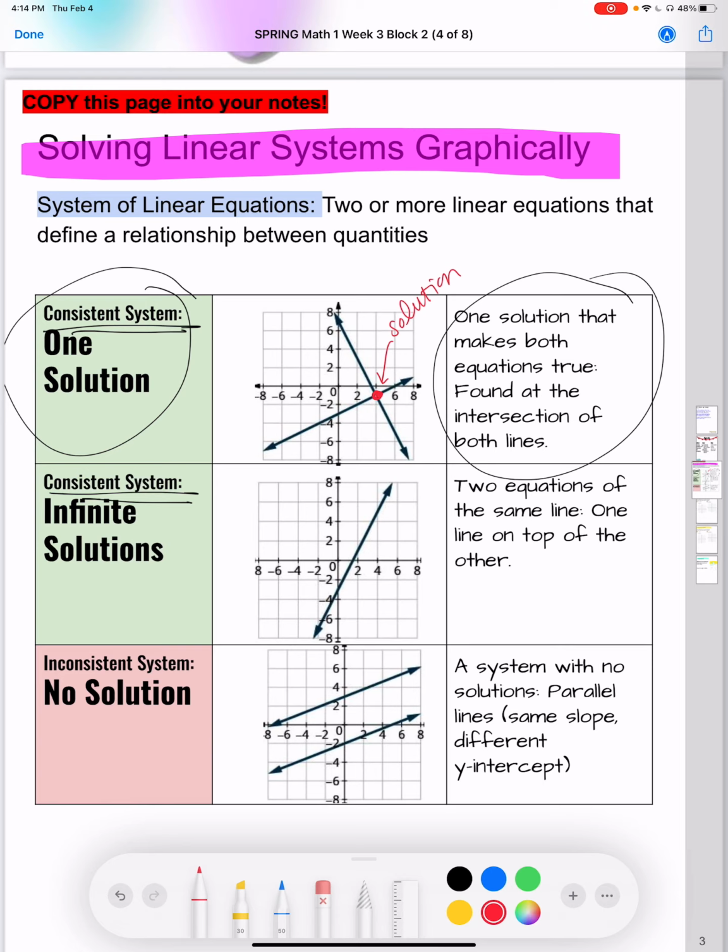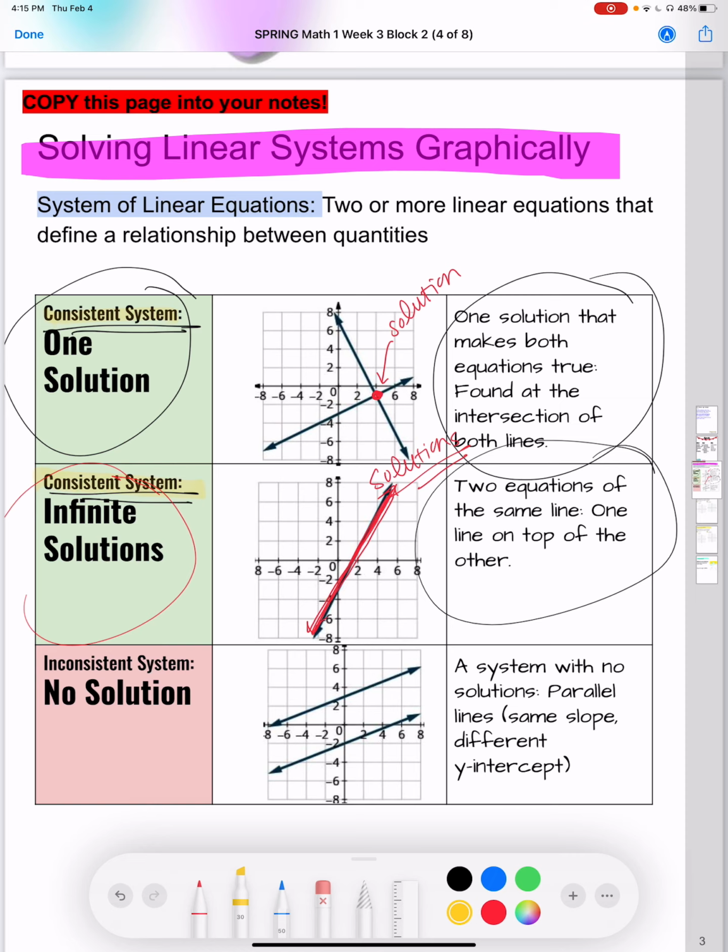The next one is a consistent system as well, and this is when you have infinite solutions. Infinite solutions is when two equations are the same line, one on top of the other. So these are essentially the same equation. If you graph the same equation, it's going to be two lines on top of each other. Any point on that line is technically a solution. It's kind of hard to draw a straight edge on here, but all of those are solutions. Because lines continue on forever, there's an infinite number of solutions. So both of these are technically considered consistent systems, and again, they're consistent because they have a solution.